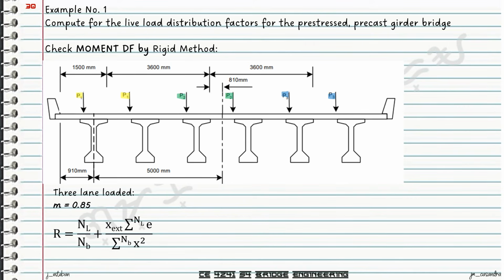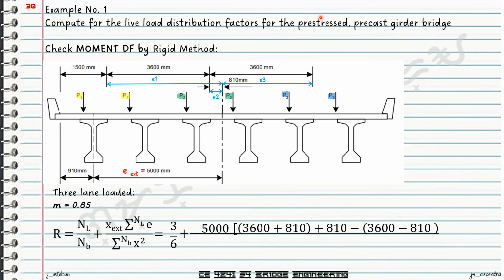Okay, so with that, we have now your reaction will be equal to NL. Since we're considering 3 lanes, that will be equal to 3. The number of beams is 6. So plus your exterior is 5,000 times the summation of your eccentricity. So meaning it's the distance between the center line of your set of girders to the center lines of each design truck or design vehicle. So we'll have E1, E2, and E3.